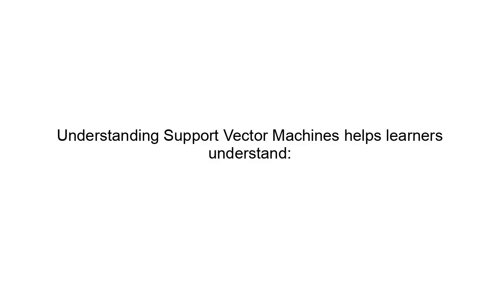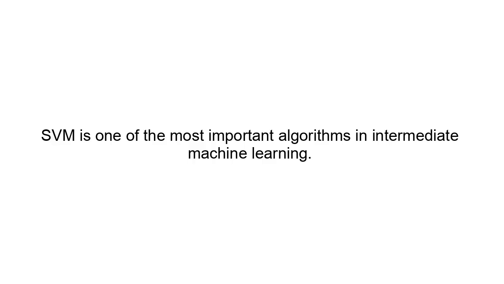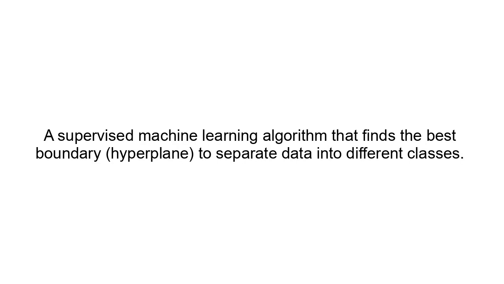Financial prediction: detecting fraudulent transactions. Concepts learned from SVM. Understanding support vector machines helps learners understand how machine learning models separate classes, how decision boundaries work, how kernels enable complex classification, how margin maximization improves performance, and how SVM handles high-dimensional data. SVM is one of the most important algorithms in intermediate machine learning.